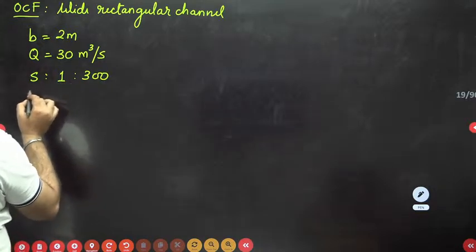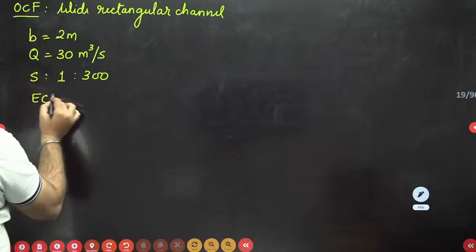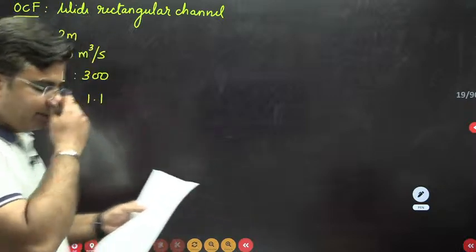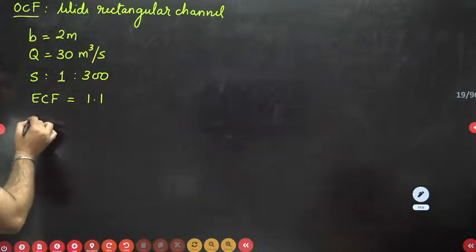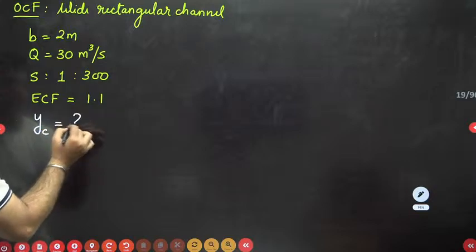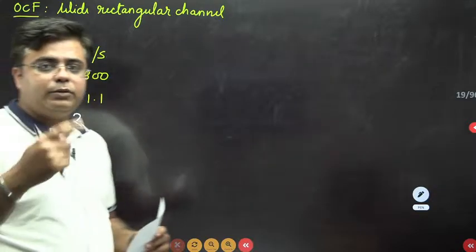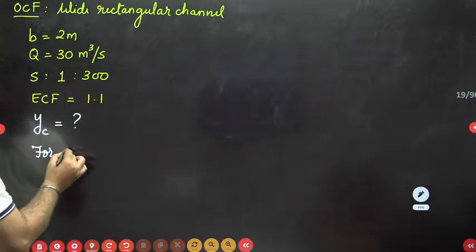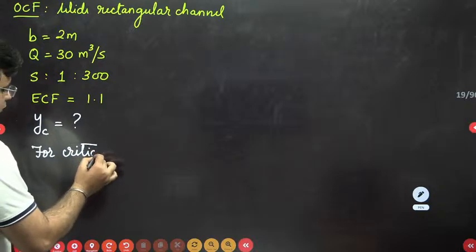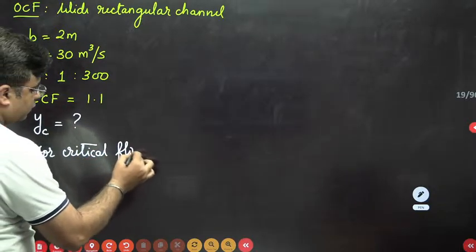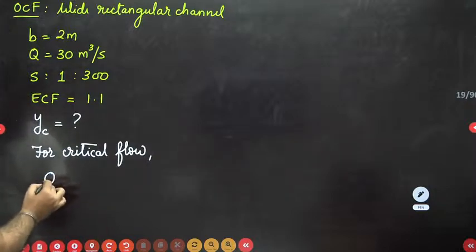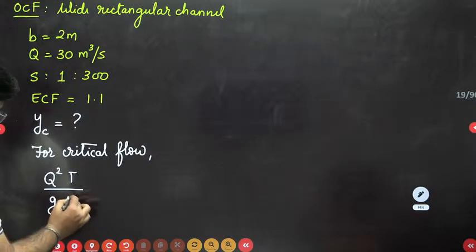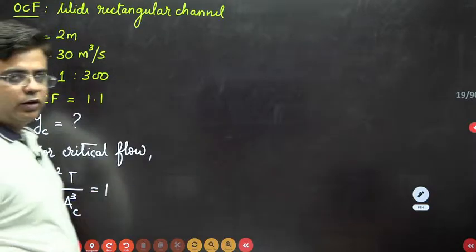Then you have the energy correction factor, which is 1.1. Now all this data is given to you just to confuse you, right? You need to find out the critical depth. Simple. For finding the critical depth, you can use this. For critical flow, Q square T upon G into A cube, or AC cube, is equal to 1. This is for your critical flow.